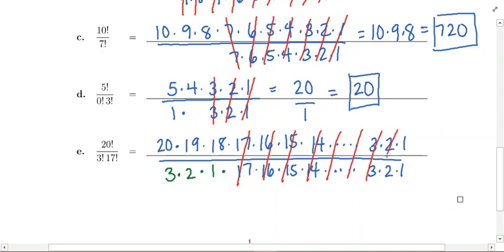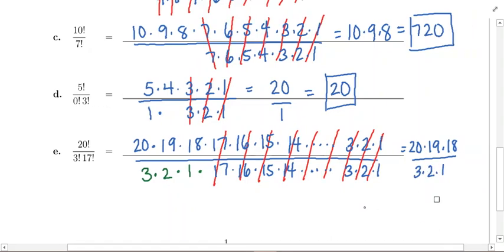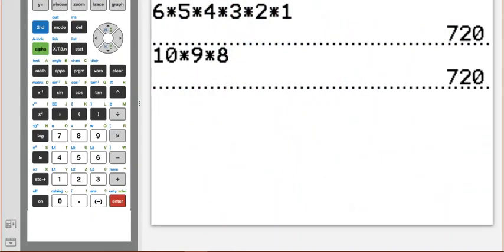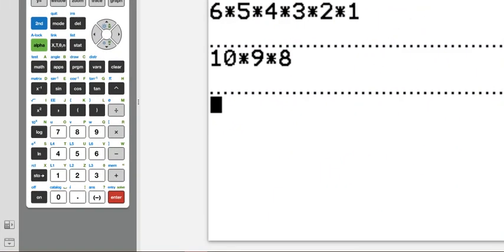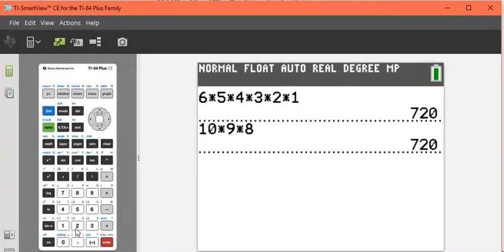Okay, all this stuff cancels out. So we are left with 20 times 19 times 18 in the numerator. The denominator is 3 times 2 times 1, which is 6. Then I'll figure out what 20 times 19 times 18 is.